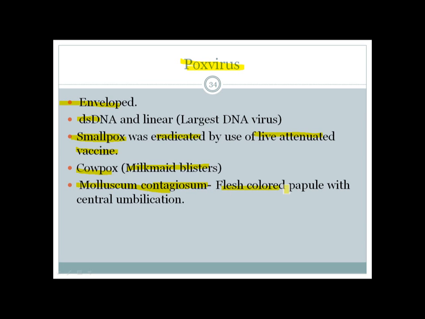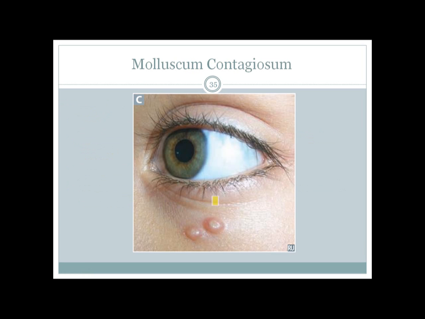It causes a flesh-colored papule with central dimpling or umbilication. Here you can see a patient with a Molluscum Contagiosum lesion. You can see a flesh-colored papule or lesion, and in the center of the papule you can see a dimple or umbilicus-like structure.